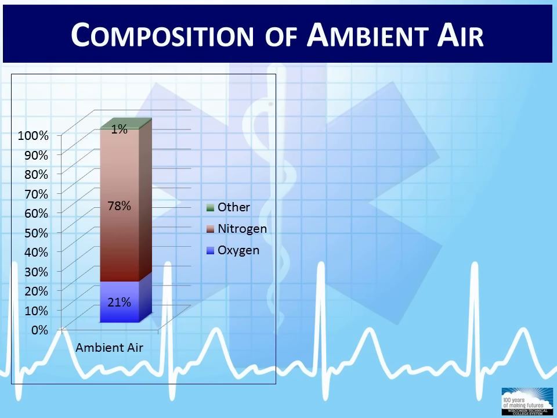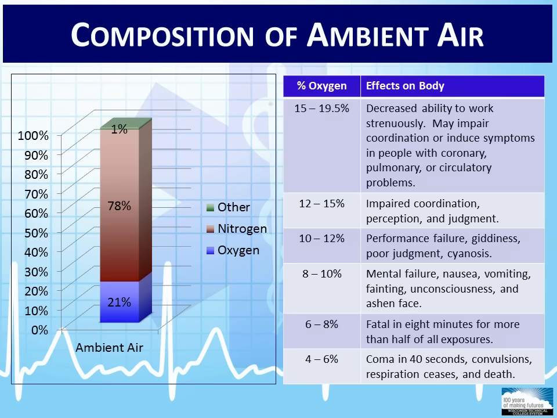Common ambient air contains 21% oxygen, 78% nitrogen, and 1% other gases. This 21% oxygen is of critical importance. A lack of oxygen in the air we breathe can have a profound impact on the body. The brain itself uses approximately 20% of the oxygen within the body and does not respond well to a reduction in available oxygen.